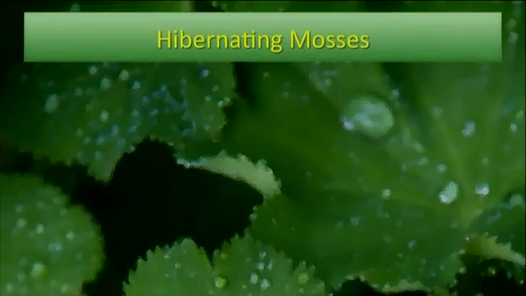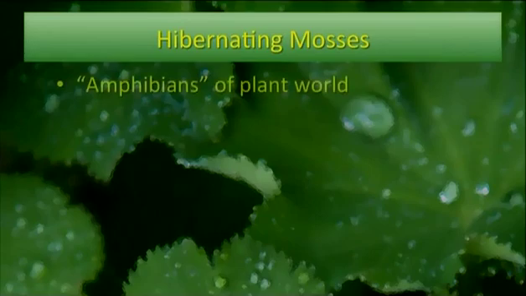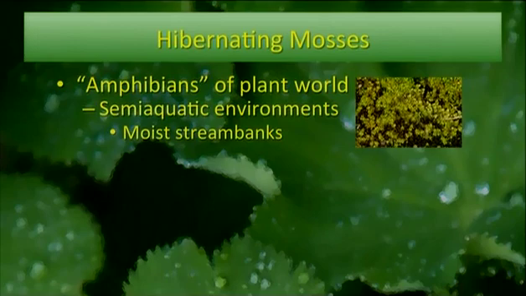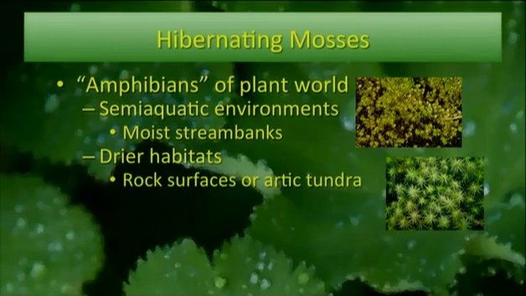Now we come to something called hibernating mosses. Okay, this is very interesting. They're the amphibians of the plant world. Amphi means both, and bians refers to living, so they can actually live under different circumstances. They can live in semi-aquatic environments, like moist stream banks. They can sometimes also live in drier habitats, like rock surfaces or Arctic tundra.